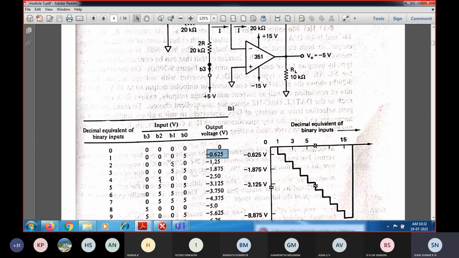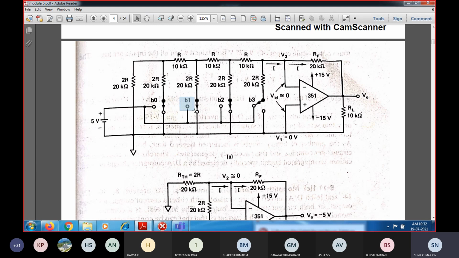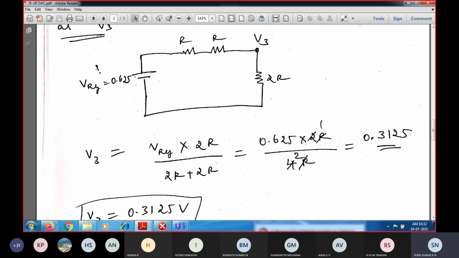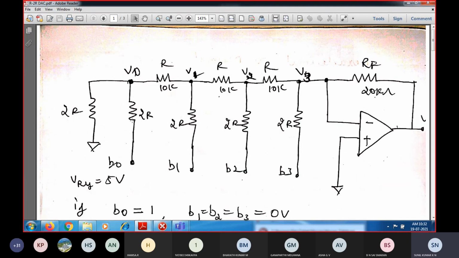Similarly, when the B1 bit position alone is equal to 5, then what is the voltage across this? Here it will be equal to R plus R to R again. So when the B1 bit position is equal to 5, all the other bit positions are equal to 0: B0 is equal to 0, B2 is equal to 0, B3 is equal to 0, only the B1 bit is being connected to plus 5 volts.